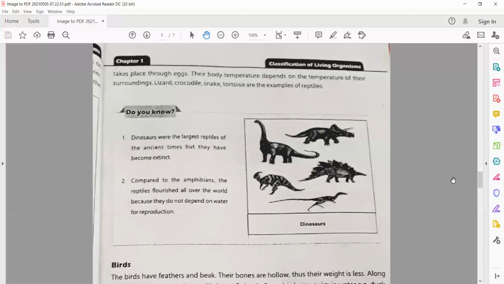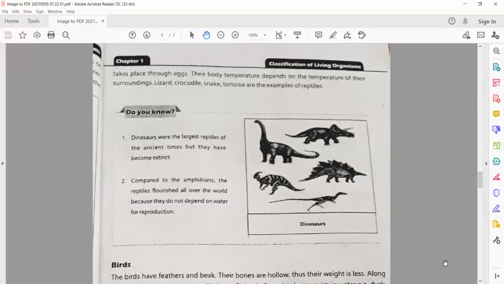Difference क्या है कि amphibians cannot go away from water, while reptiles do not depend on water for reproduction. That is the reason. Okay. Now the birds have feathers and beak. Their bones are hollow. Thus, their weight is less.